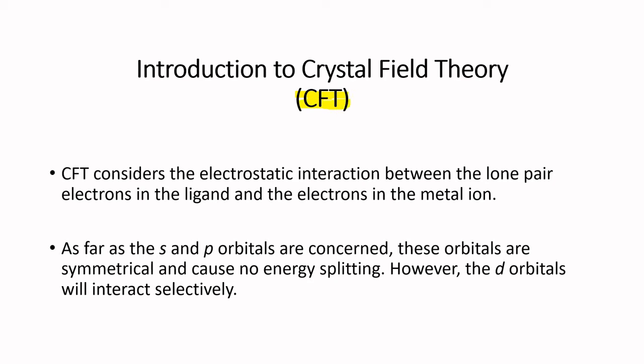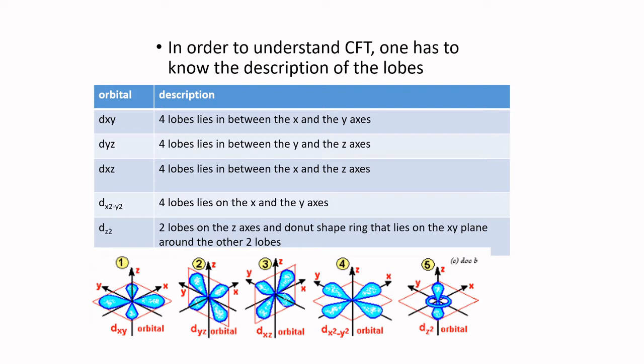As far as the s and p orbitals are concerned, these orbitals are symmetrical and cause no energy splitting. However, when the d orbitals are involved, they will interact selectively and cause some energy splitting. So in order to understand CFT, one has to know the description of the lobes. You do know that the d orbital has 5 types of suborbitals. These 5 suborbitals have different descriptions.